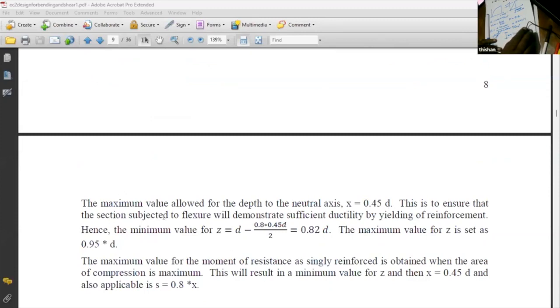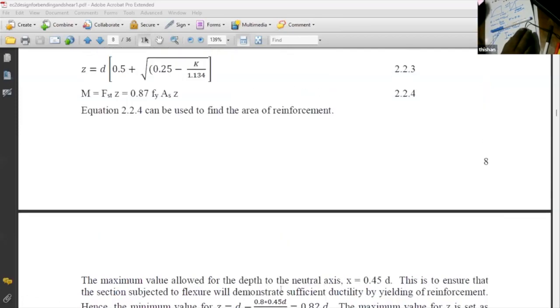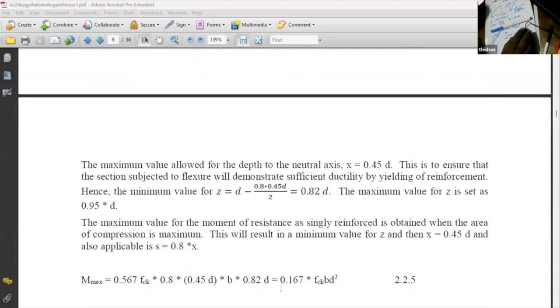This will ensure that the section subjected to flexure will demonstrate sufficient ductility by yielding of reinforcement. Hence, the minimum value for Z is 0.82d. The maximum value for Z is set as 0.95d. The maximum moment of resistance as singly reinforced is obtained when the area of compression is maximum. This will result in the maximum value for Z when x is 0.45d, and also applicable is s equal to 0.8x. So I hope that you can understand the statement.